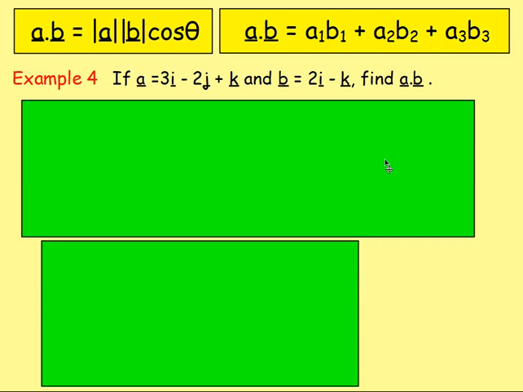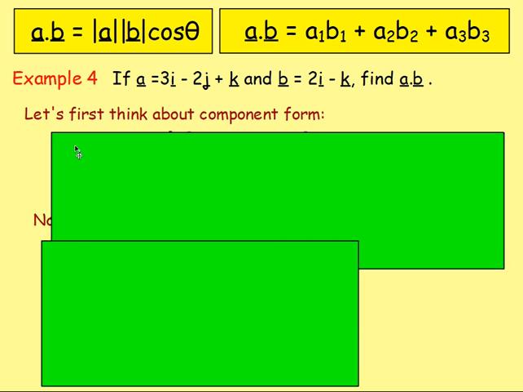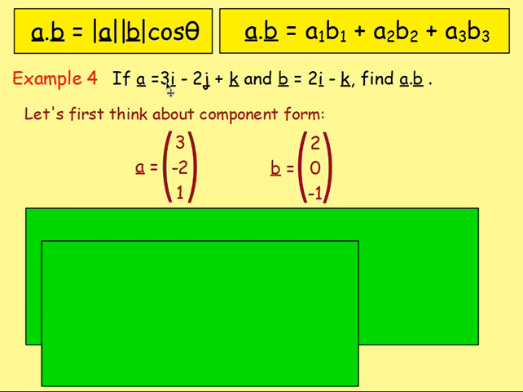Let's try another one. Example 4, if A equals 3i minus 2j plus k, and B equals 2i minus k, find the scalar product, A dot B. So for this one, what would you do first of all? Help us out, Sufyan. Well done. Think about these in component form. So for this, A has the components 3, negative 2, and 1, which are really the coefficients of i, j, and k. B, you would have the coefficients again of i, j, and k.